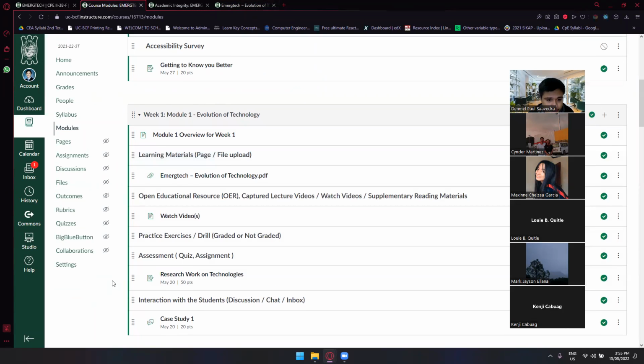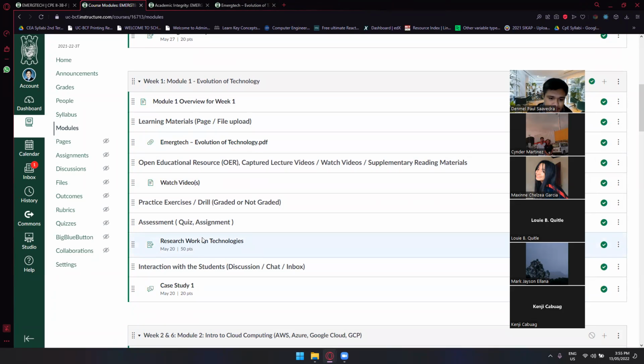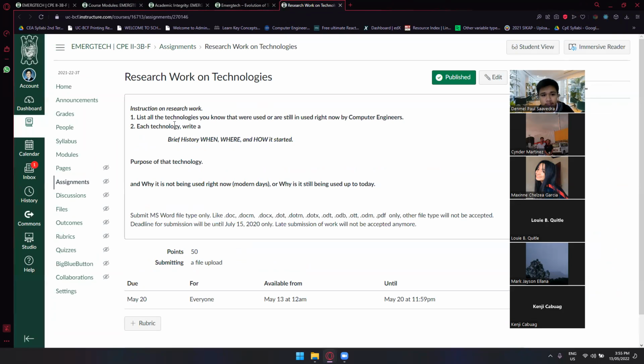And then we have one assessment right here, which is a research work. So just answer this one. Just list all the technologies you know that were used or are still used right now by computer engineers. Take note, it must be a technology that is being used right now by computer engineers only. You can have maybe 5, or at least 5 as a minimum. You can list all if you want. If you can find 20 or 50 or 100, then feel free to do that, but the minimum is 5.